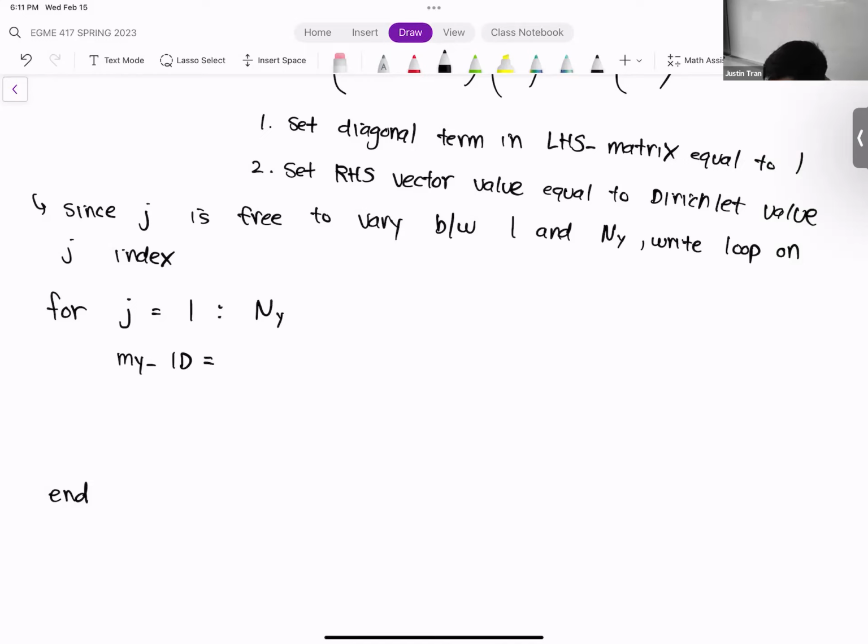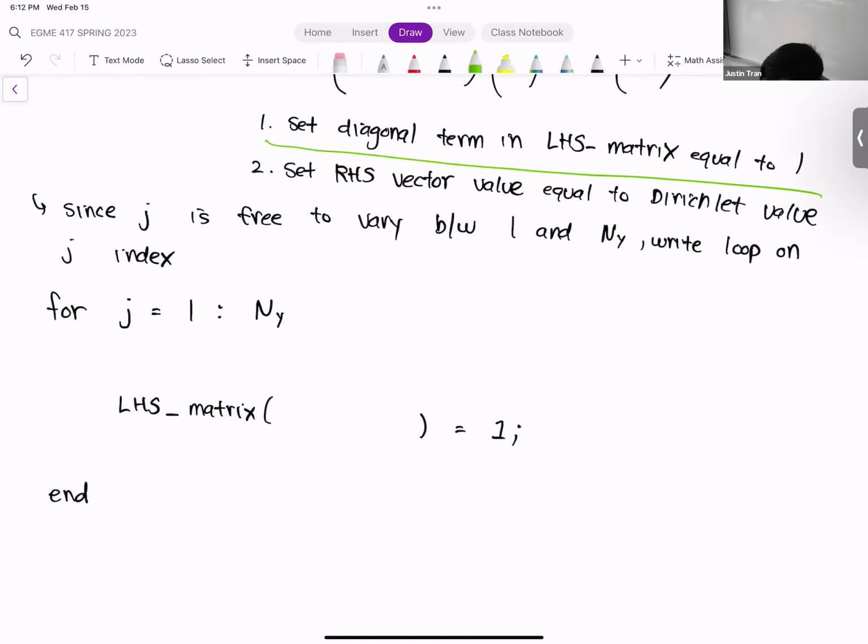Based on what we know we need to do for a Dirichlet boundary condition, we're going to have a line of code that sets something in the left-hand side matrix. We haven't talked about the location in the left-hand side matrix yet, but we know we're going to set it equal to 1. So this line of code refers to this.